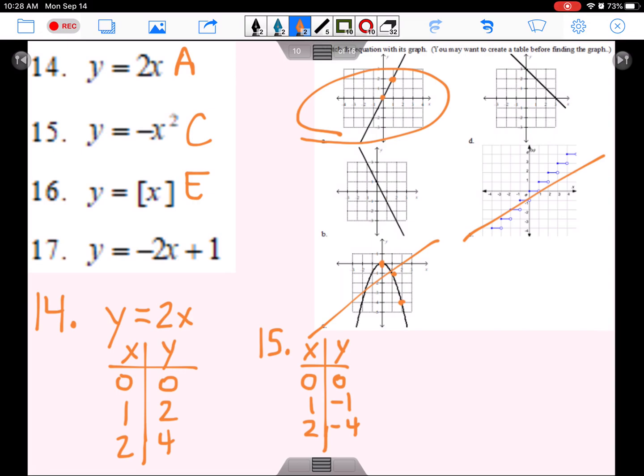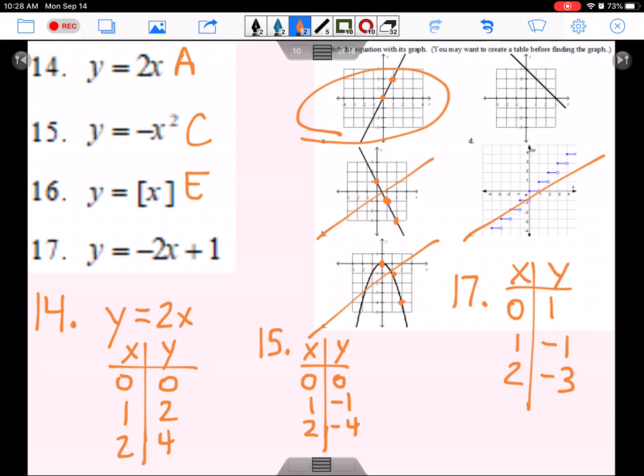17, we can do an xy chart. This time we're multiplying it by -2, and then we're going to add 1 to it. 0 times -2 is 0, plus 1, 1. 1 times -2 is -2, plus 1, -1. 2 times -2 is -4, plus 1, -3. So we're looking for a graph that includes all those points: 0, 1, 1, -1, 2, -3. B is our match.